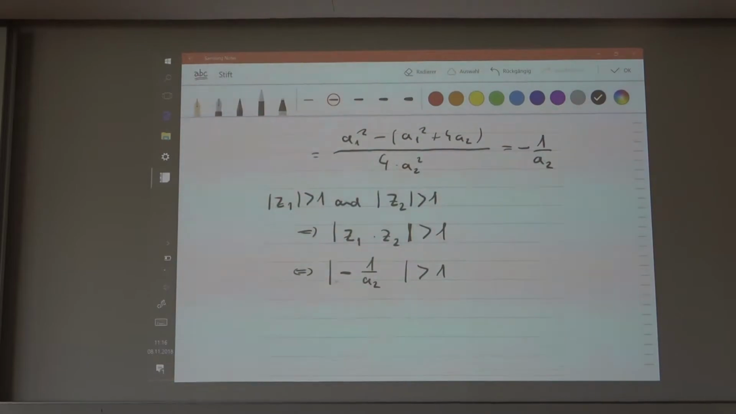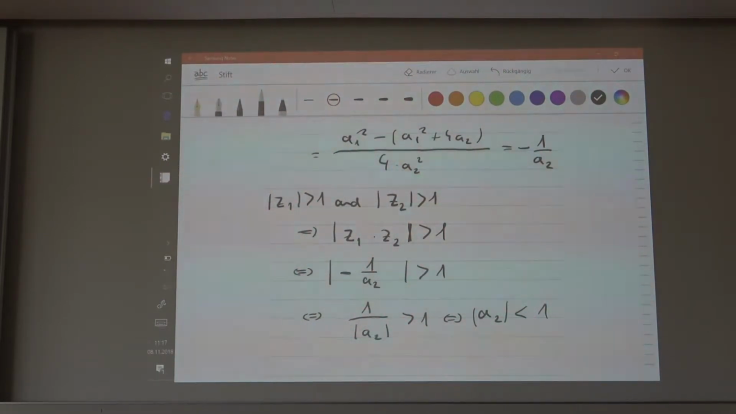Now, yes, you got a question? Yes, we have that the absolute value of A2 is smaller than 1, so can one just conclude that 1 over A2 is larger than 1? Yes, that's what I'm going to come to. This is the absolute value of 1 over A2, so the absolute value of 1 over A2 being larger than 1 is equivalent to the absolute value of A2 being less than 1. Is that what we want to prove? Yes.